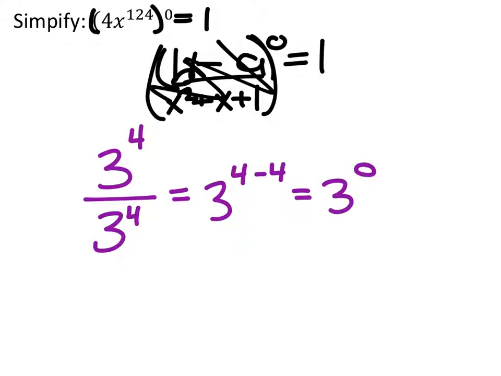Now, again, I'm using 3. It wouldn't matter what that base value was. In reality, we're just looking at anything divided by itself, which is 1. That's why anything to the power of 0 is 1.